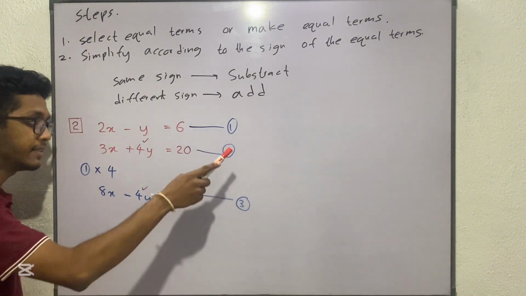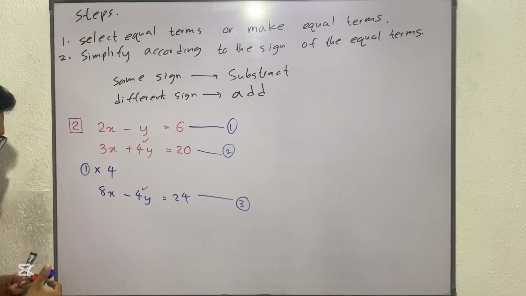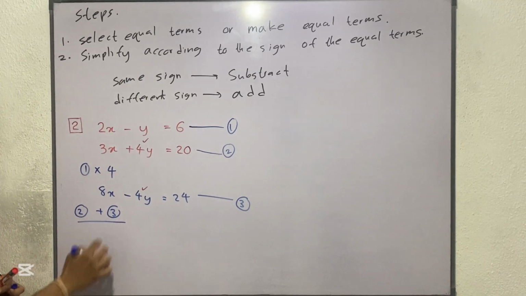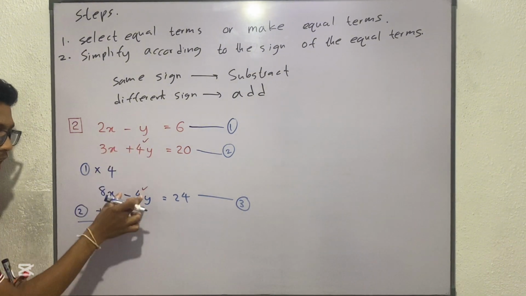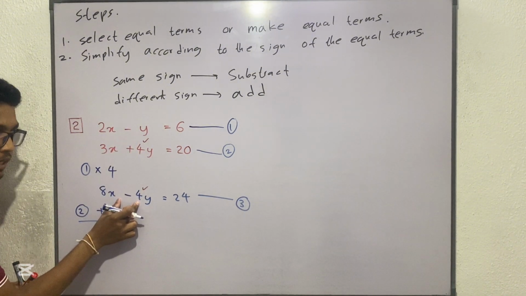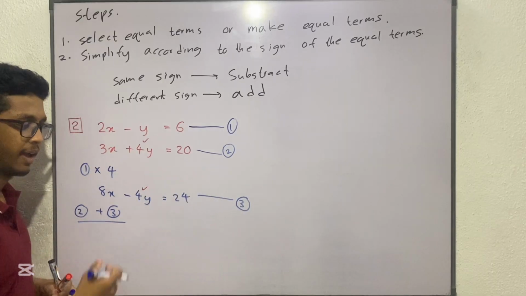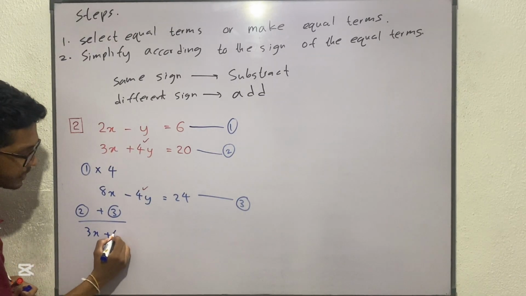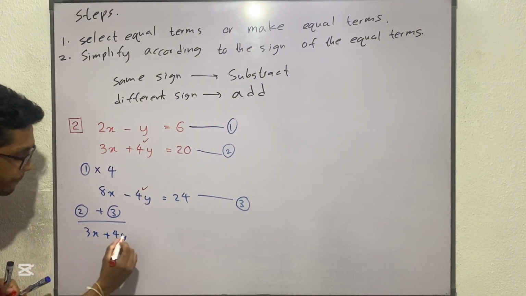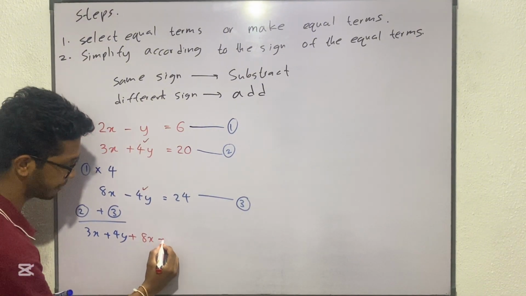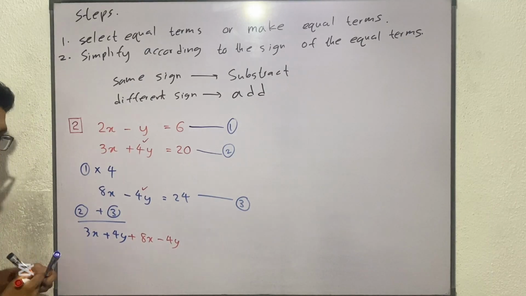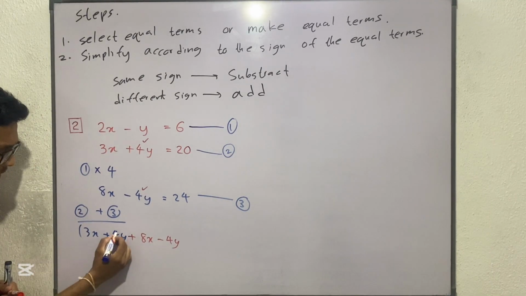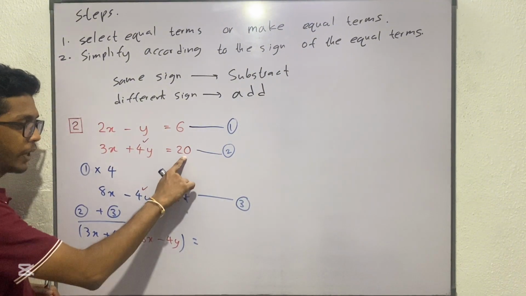So I am going to add the second equation with the third equation. 2 plus 3. Then left hand side I have to add with the left hand side of the other equation. Right hand side also I have to do separately. 3x plus 4y plus 8x minus 4y. I told you when you have subtraction, you must put a bracket. In addition, it is not compulsory, but it's better to use a bracket. 20 plus 24.